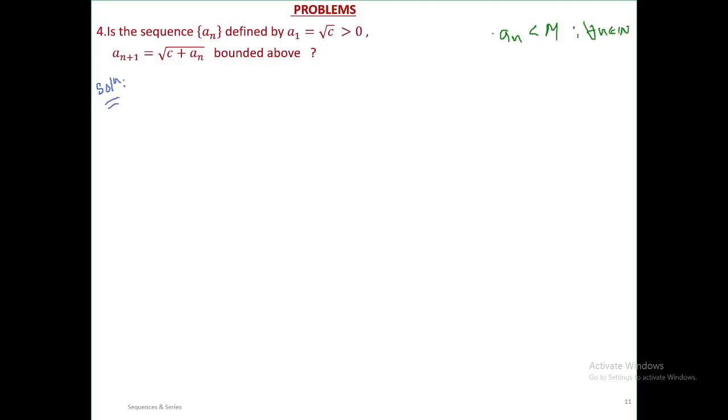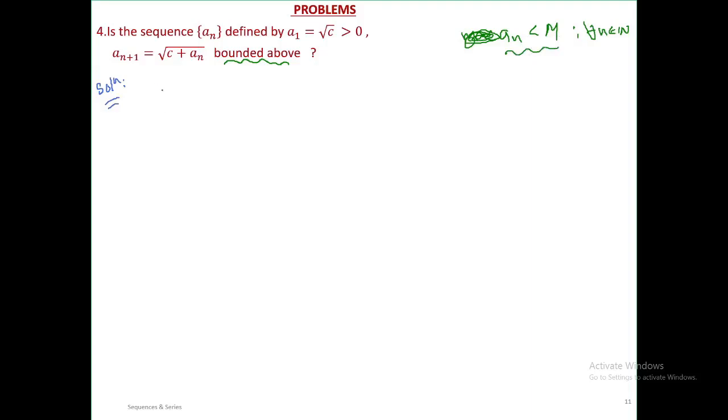Not asking, it is bounded. Bounded means I need to show an lies from minus small m to plus capital M. So previous problem, small m is minus 2, capital M is plus 2. Then I can say that that is bounded sequence. Here I need to show it is bounded above. Bounded above means only upper bound is required, that's it. So I need to show that there exists an m such that an is less than m. This is enough. First you generate what is the sequence first.